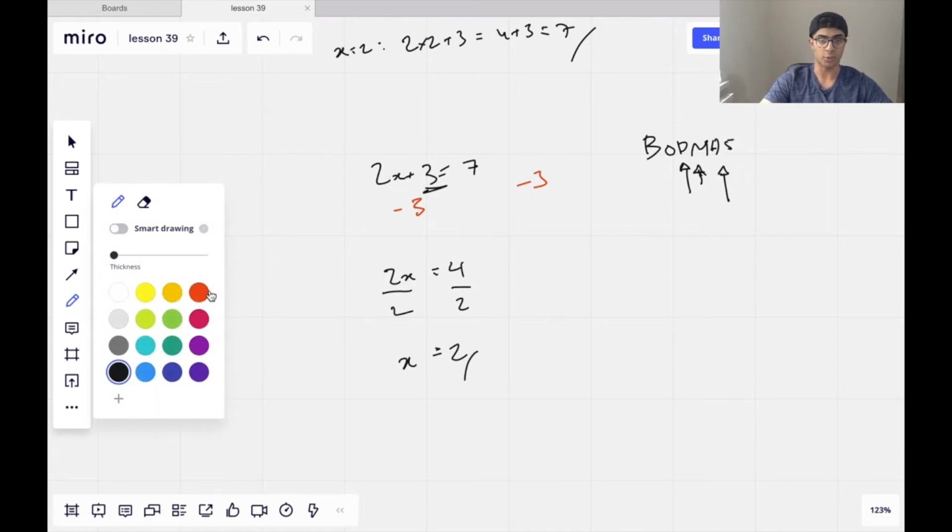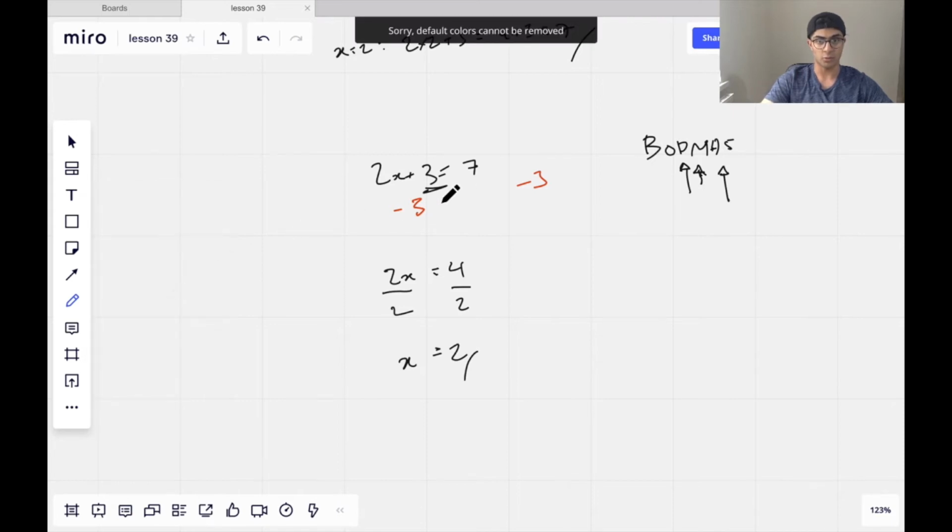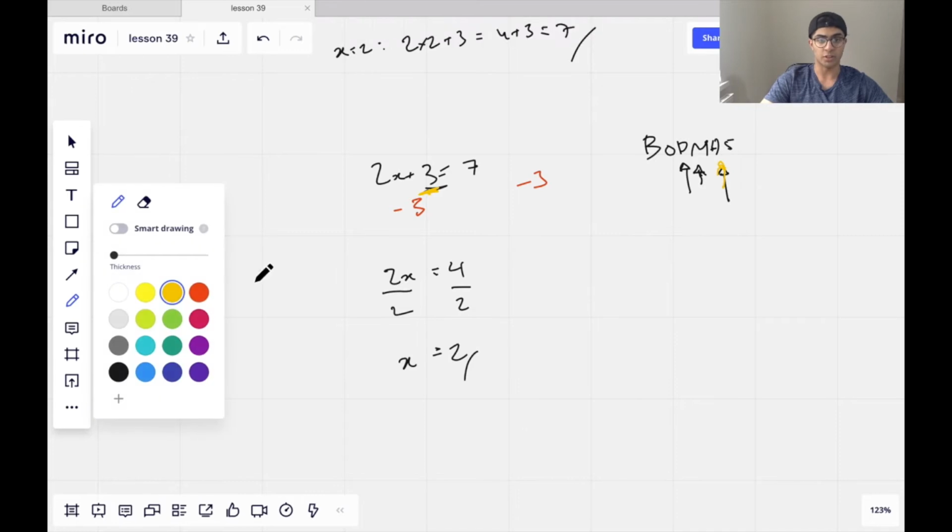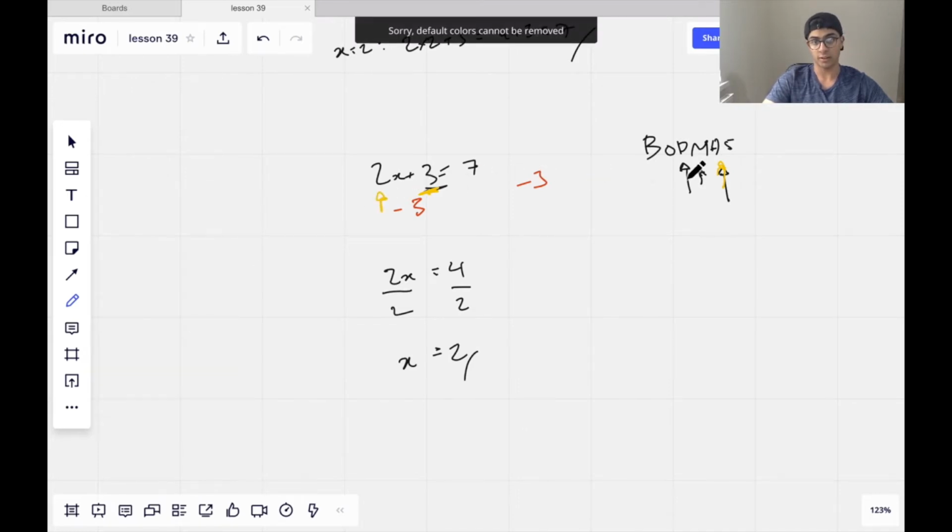Let me use proper colors. So we reverse the addition here, and then we reverse the multiplication of that. Oh, that's the same color. Okay, it's not letting me change.